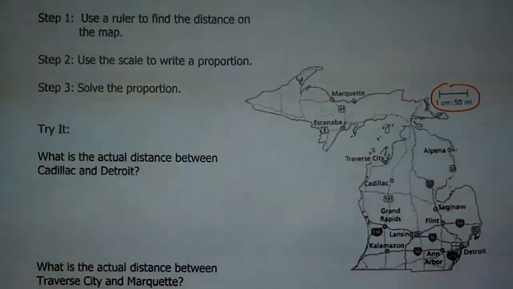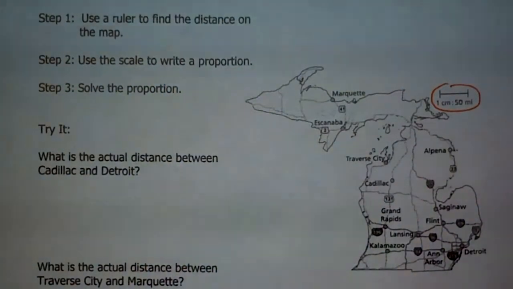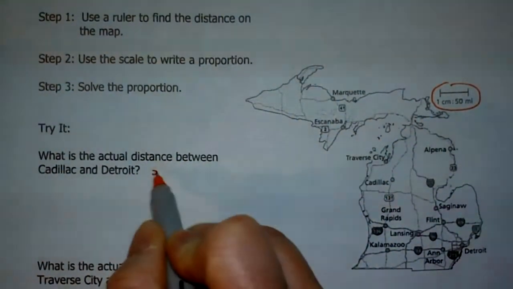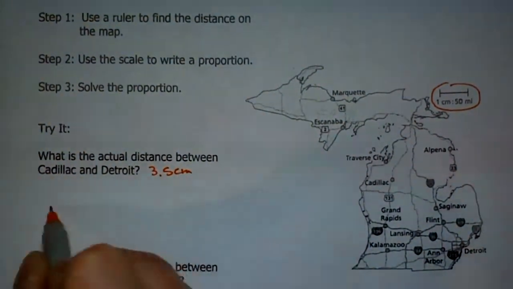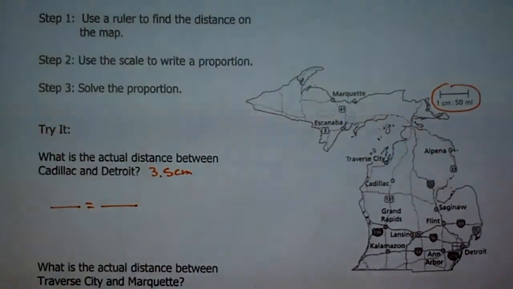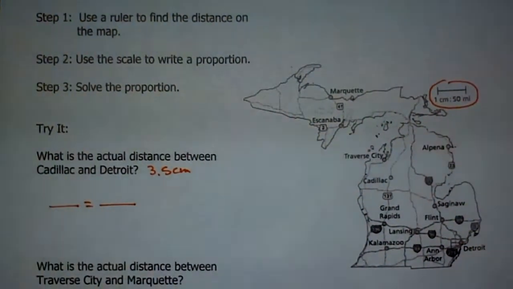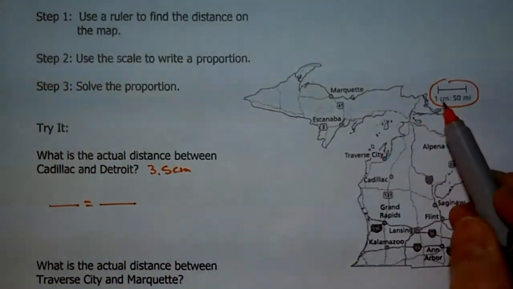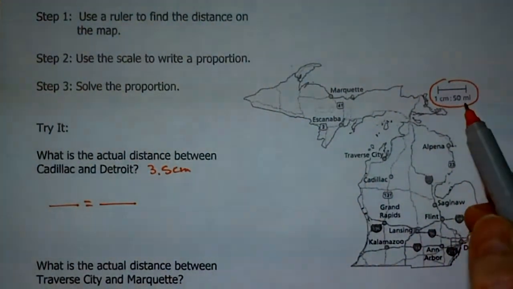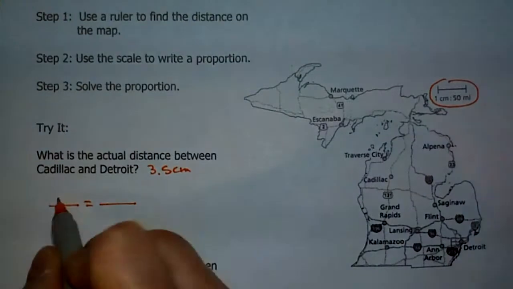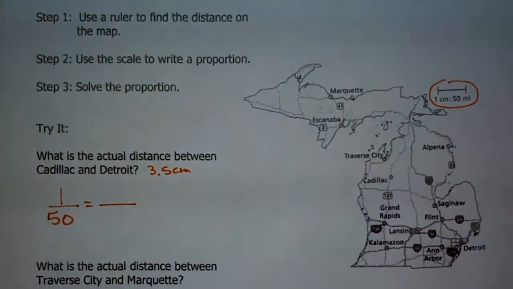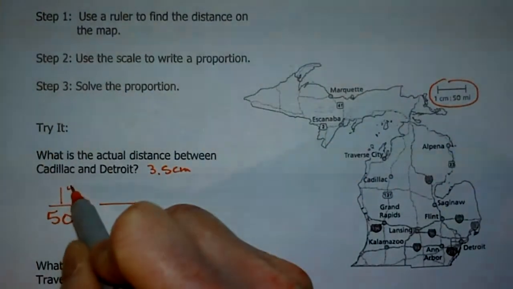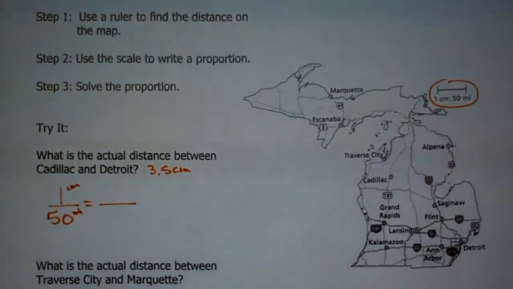Okay, step number 2, use the scale to write a proportion. I'm going to write this 3.5 up here so I don't forget. In a proportion, isn't it one fraction equals another fraction? Please say yes. Okay, so the scale here says 1 centimeter equals 50 miles. That's 1 to 50, so I'm going to write 1 over 50. And remember, this is the centimeters, this is the miles.